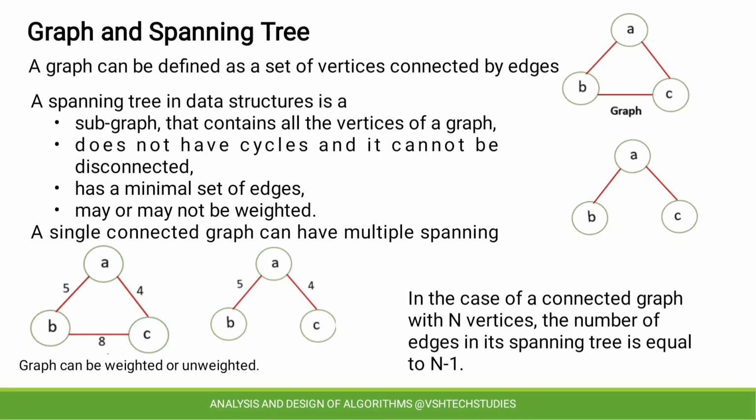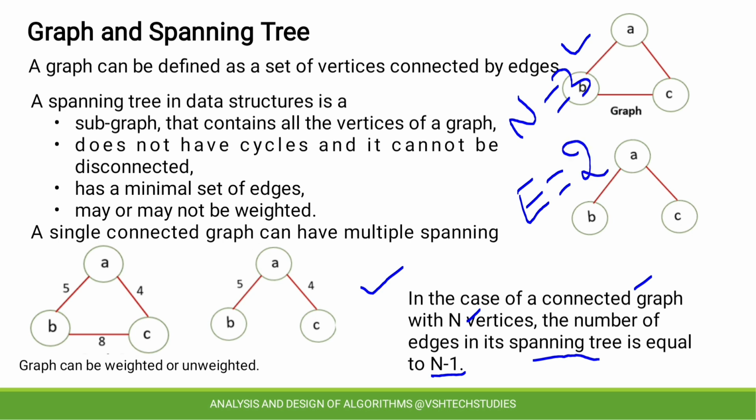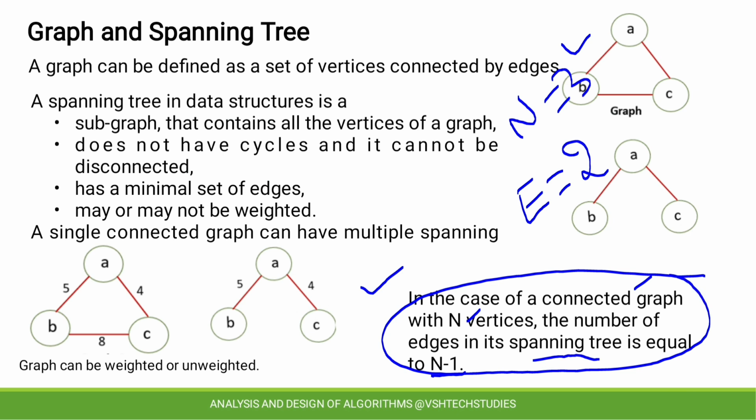Another important point is, in the case of a connected graph with n vertices, the number of edges in its spanning tree is equal to n minus 1. Suppose this is a connected graph; a graph is a set of vertices and edges. Connected graph means all the vertices will be connected. So if the number of vertices, that is n, is 3 here, then the number of edges in its subgraph, that is the spanning tree, will be n minus 1, that is 3 minus 1, which equals 2. So this is a very important point that we have to remember.